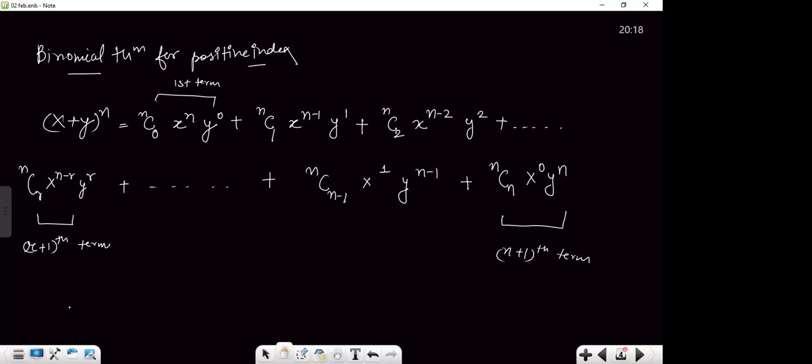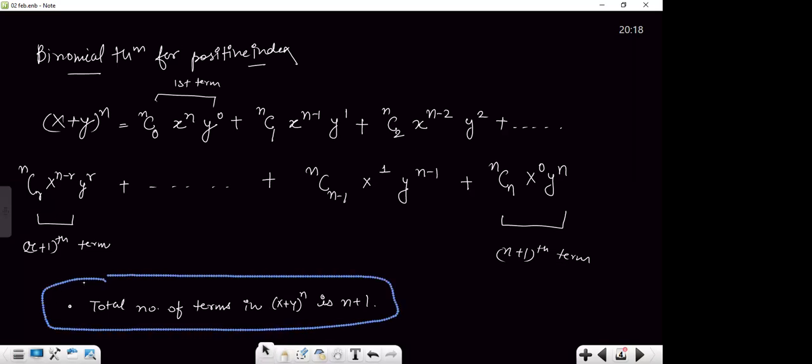So how many total terms are there? Total number of terms in (x plus y) raised to power n is n plus 1. That's an important thing to take care of. And also here we have learned about the general term, that is the rth term.